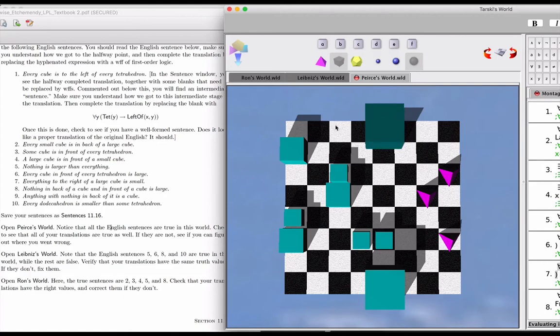So everything that you could identify as having nothing behind it, nothing back of it, is in fact a cube. And then lastly, every dodeck is smaller than some tet. There is no dodeck, right? Once again, antecedent false, so the sentence as a whole is true.